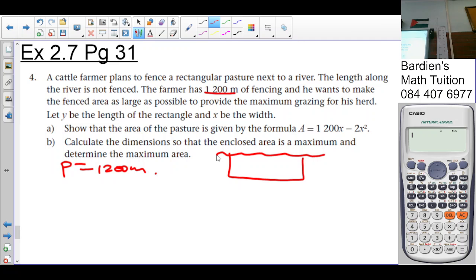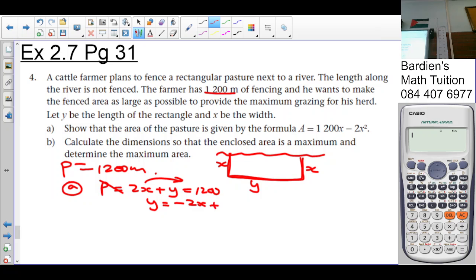Let y be the length of the rectangle and x be the width. So x is the width, in other words there will be another width. Show that the area of the pasture is given by the formula A equals 1200x minus 2x squared. So we know that the perimeter is going to be x plus y plus x, or 2x plus y, and that must be equal to 1200. So we make y the subject of the formula: y is negative 2x plus 1200.